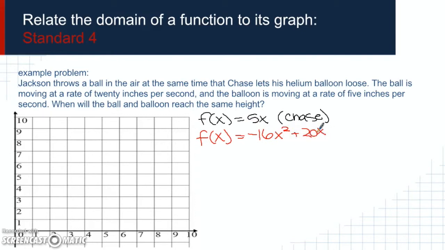All right. So, since both equations are equal to f of x, to solve this problem, you first set both equations equal to each other. So 5x equals negative 16x squared plus 20x. Now, you want to set the function equal to 0, so you subtract 5x from both sides.